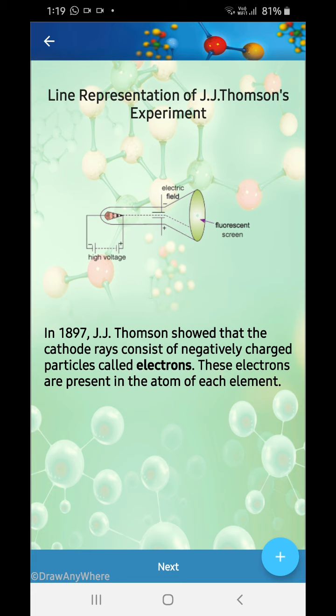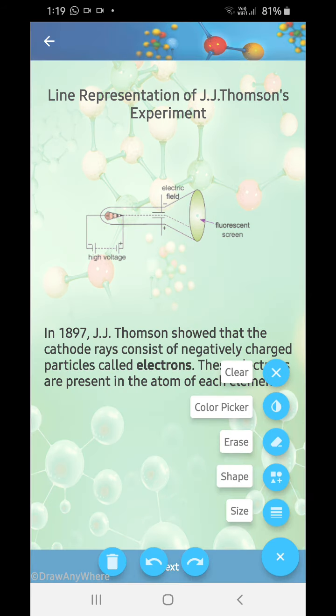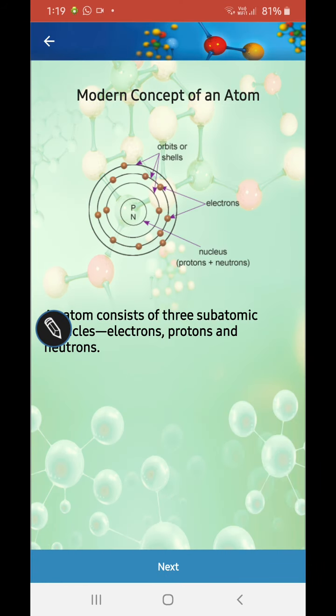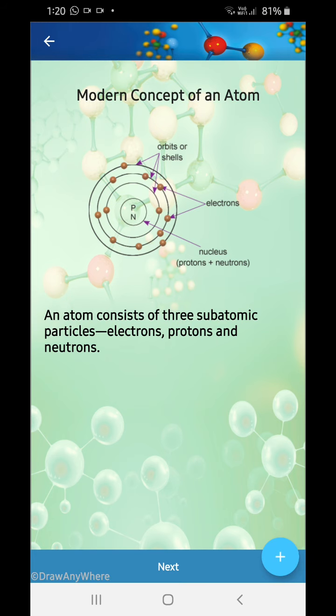Now the discovery of neutrons, they needed it. High voltage is passing and you can see that there is an electric field being created and there is a fluorescent screen, because there are no particles over here and they have no charge also. J.J. Thomson proved that there are electrons, because you see the fluorescent screen is over here and they are attracted towards the anode because they are negatively charged. Modern concept, now see. Now the modern concept is that the atom consists of protons and neutrons present in the nucleus and the electrons revolving around them.